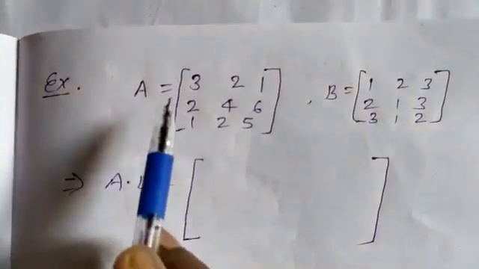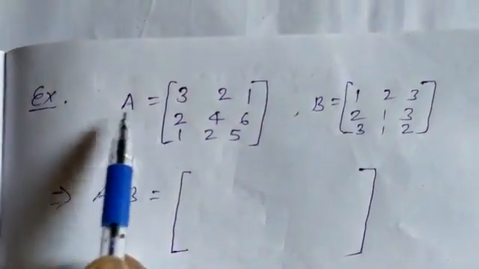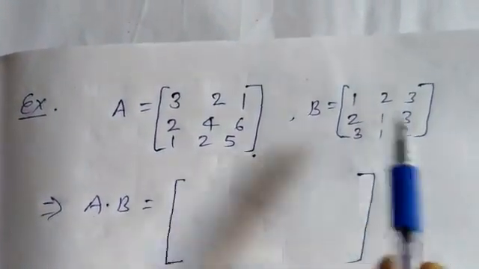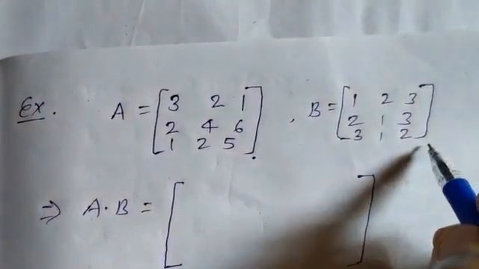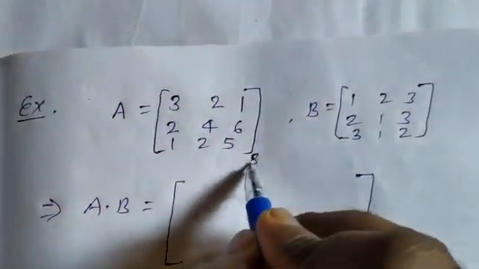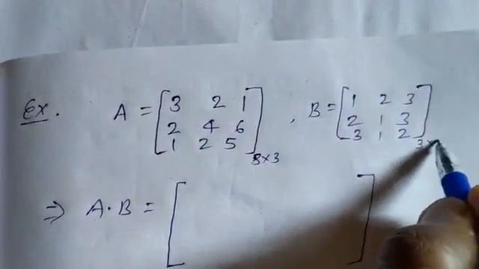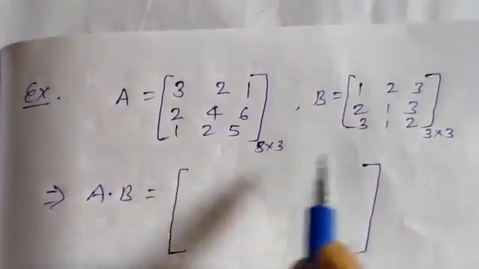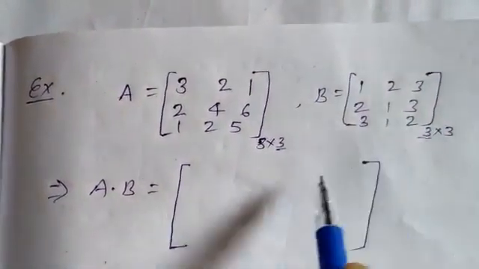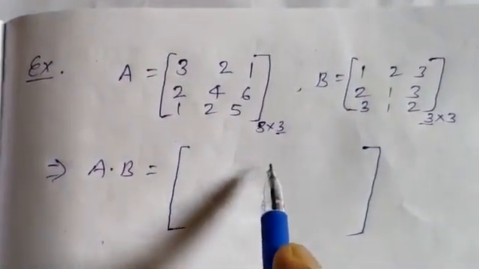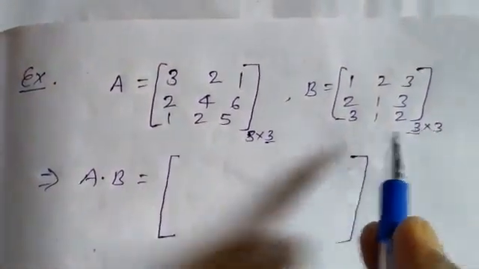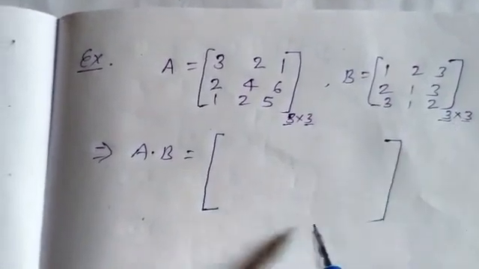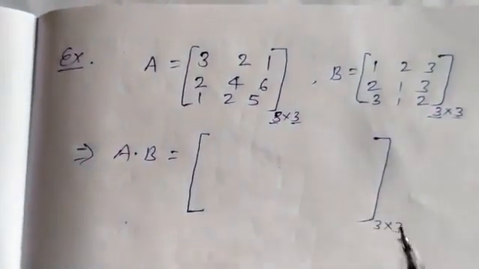Now let's take an example. There are two matrices of same order. There is a matrix of order 3 cross 3 and another is of order 3 cross 3 also. How will you multiply? Before multiplication we have to check whether multiplication of A into B is possible or not. To check this, the number of columns must be equal to the number of rows, and the resulting order will be 3 by 3 also, because this first and this last will make the order of the resulting matrix.